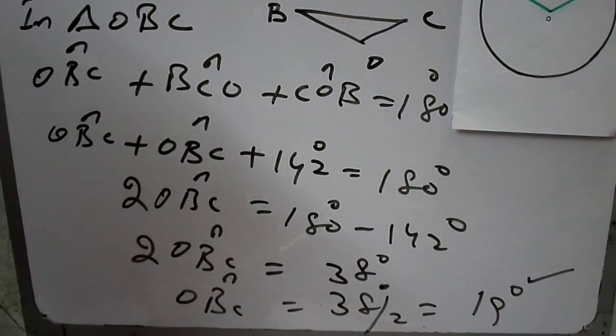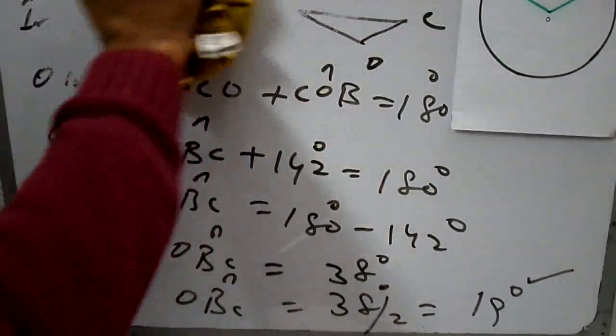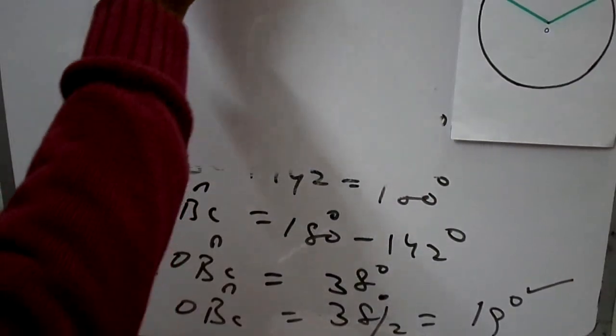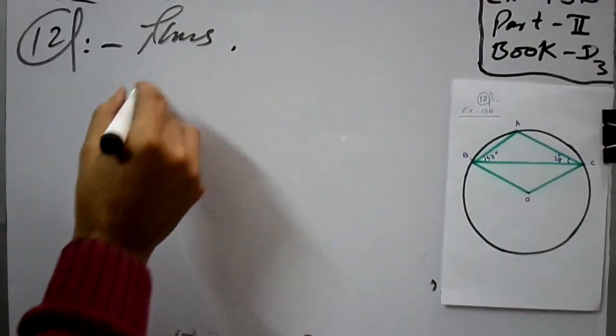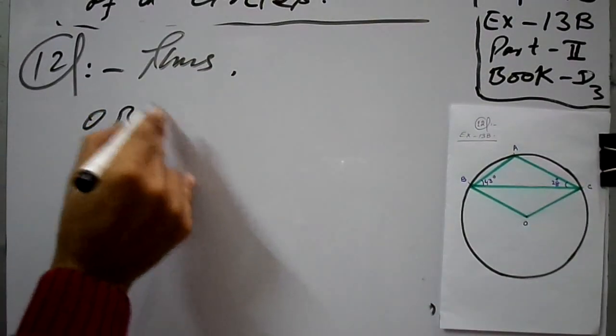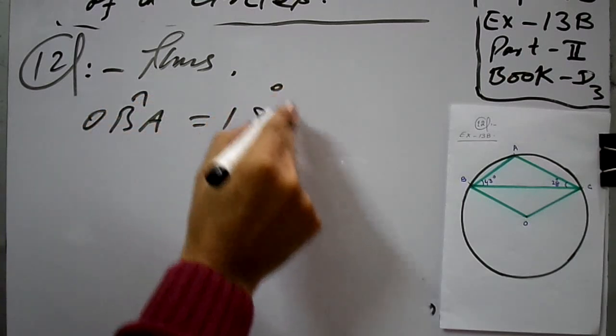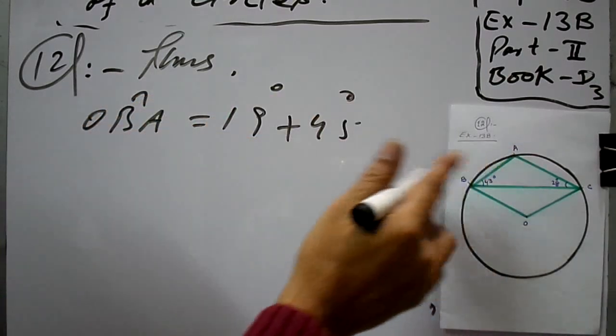Thus OBA must be equal to 19 degree plus 45 degree in your given diagram.